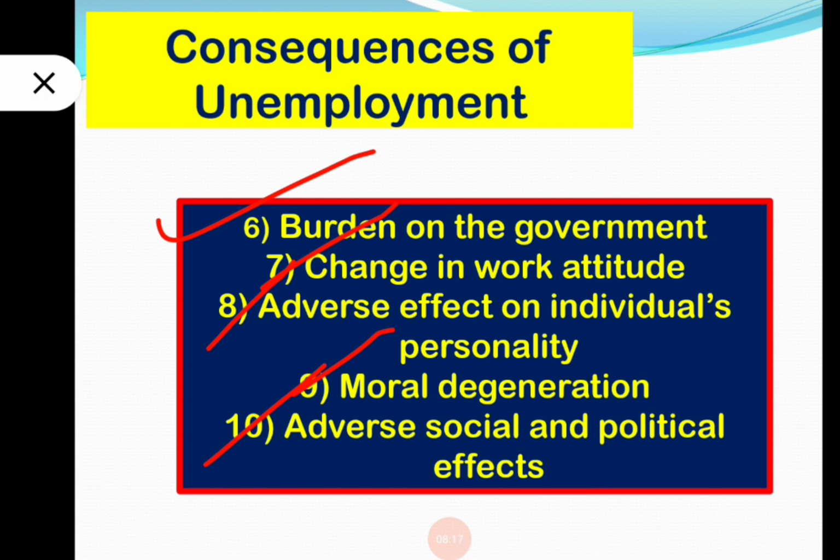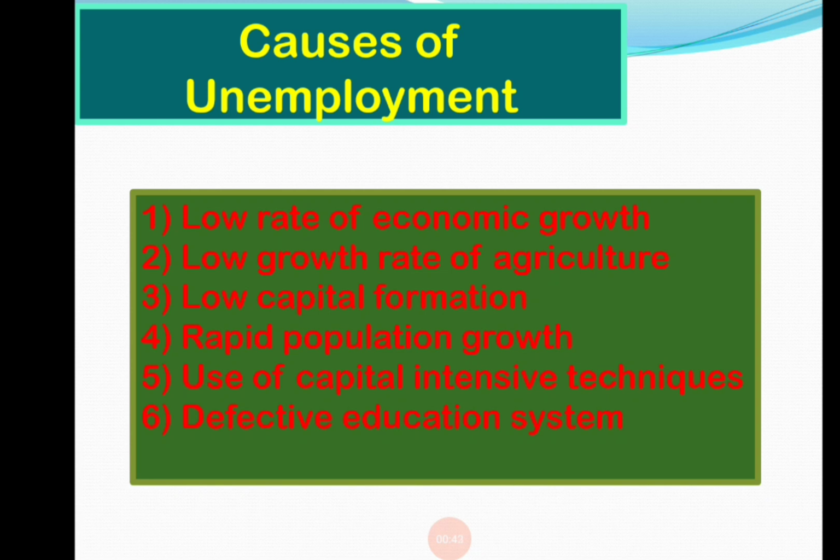Now going to the next slide. Here we can see another topic of unemployment, that is causes of unemployment, and we can see the various causes of unemployment also. The first points are low rate of economic growth, low growth rate of agriculture, low capital formation, rapid population growth.